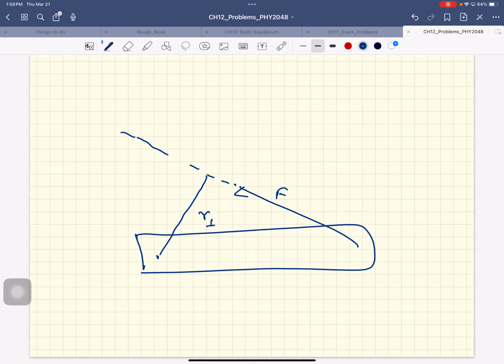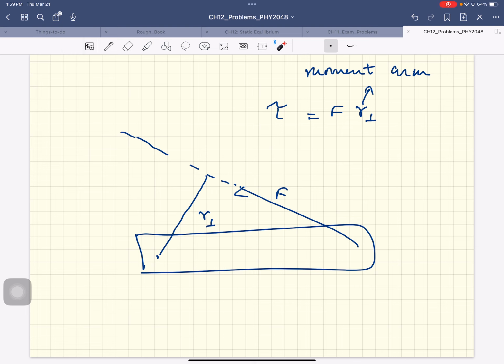Okay? So this is the line of action of the force, and the perpendicular distance to the point about which you're calculating the torque, that's the moment arm. And the torque is force times the moment arm. This is called the moment arm. You'll come across this. And is this torque positive or negative? Positive. It's making this object rotate counterclockwise about this point.